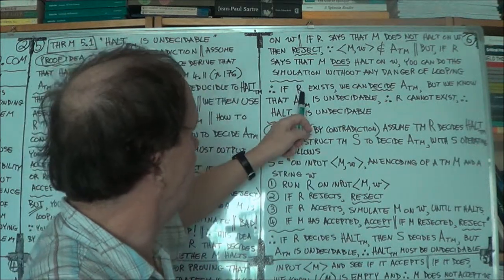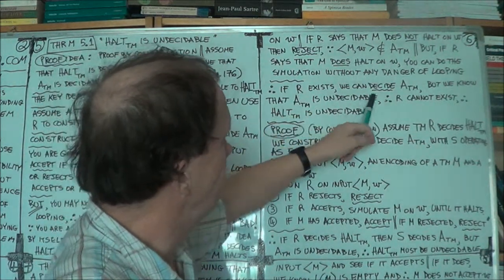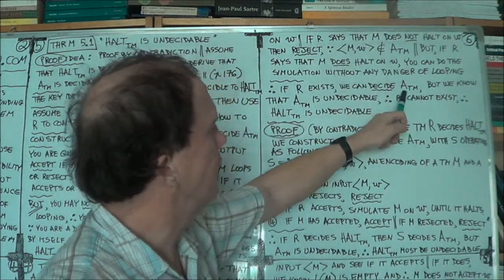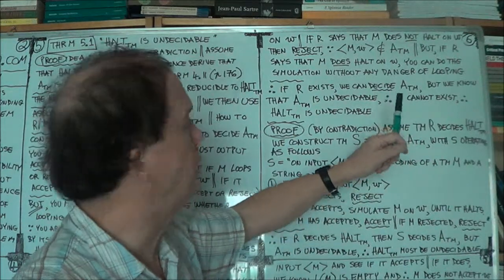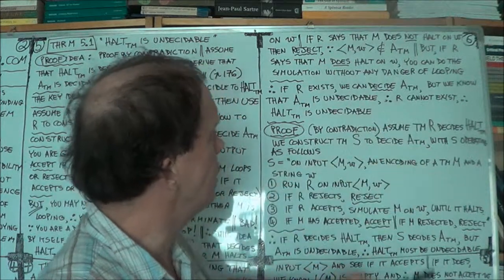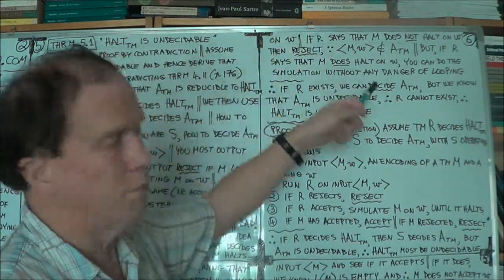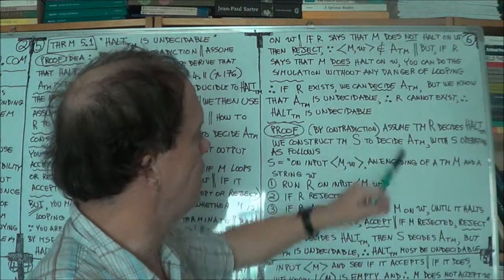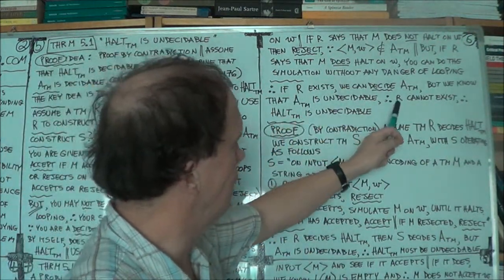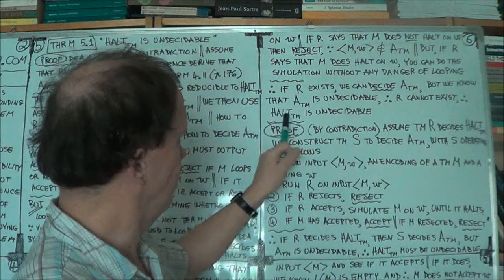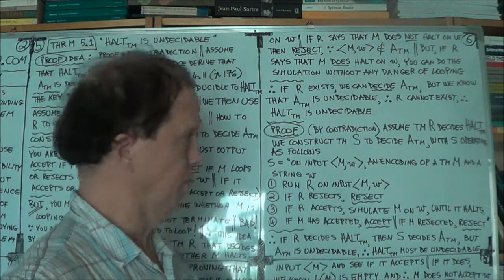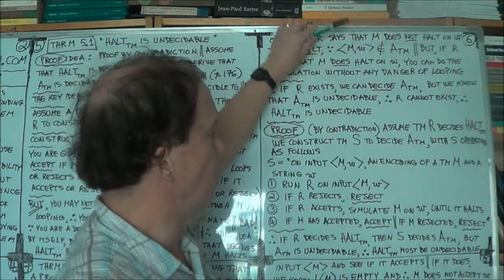Okay, so in other words, if R exists, then by what I'm just saying here, it means that we can decide ATM by using S, and S calls on R. So if R exists, then we can decide ATM. But we know from prior knowledge that ATM is undecidable. Well, by proof by contradiction, therefore R cannot exist. And if R doesn't exist, well, therefore halt TM is undecidable. Now that's the proof idea.